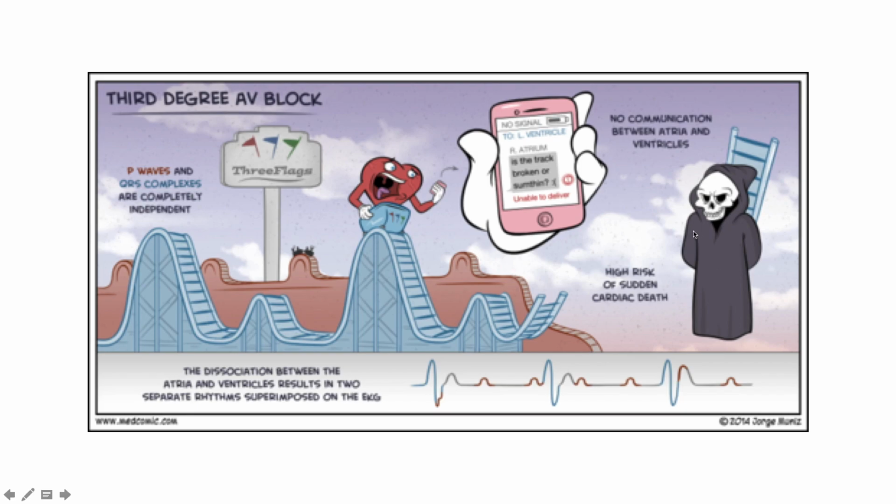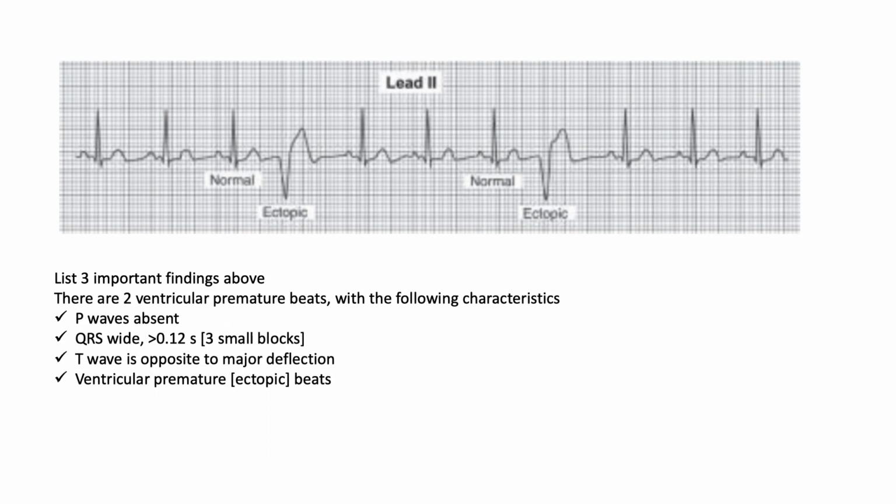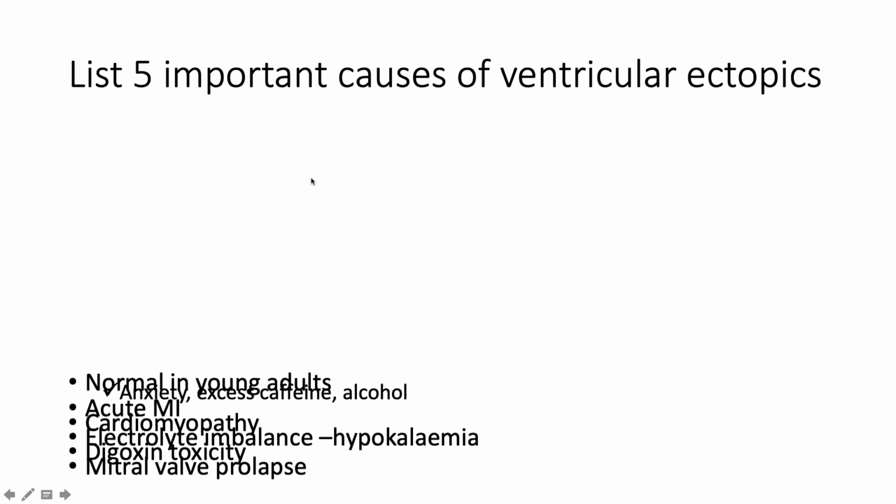Let's go deeper. What's happening here? This is just an example of two premature ventricular beats. And the characteristics of these ectopic beats is that P waves are absent, the QRS is wide, which is over 3 small blocks. The T wave is opposite to the major deflection, as we can see. And these are definitely ectopic or ventricular premature beats.